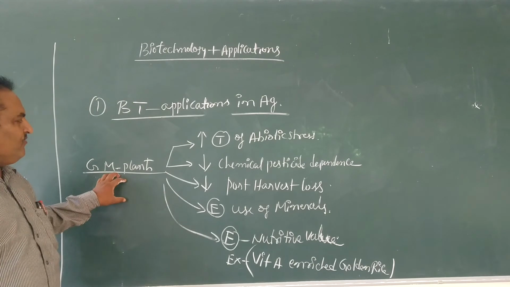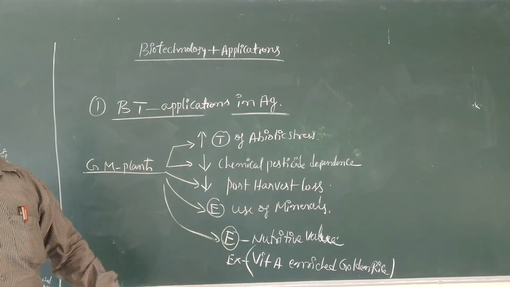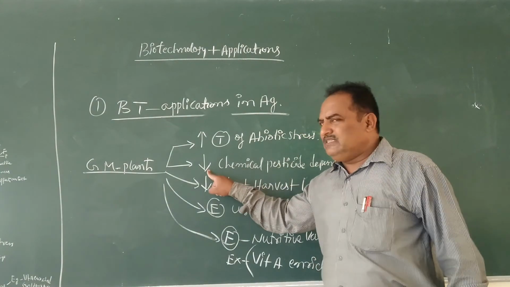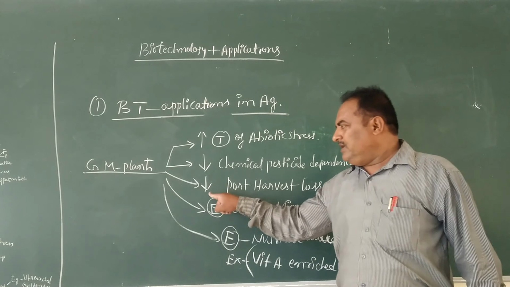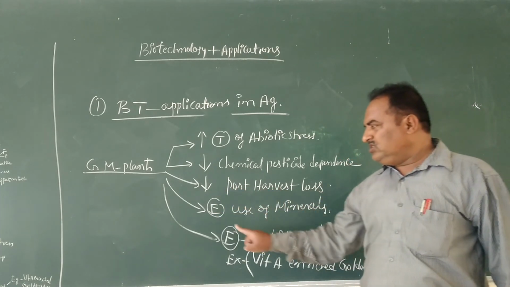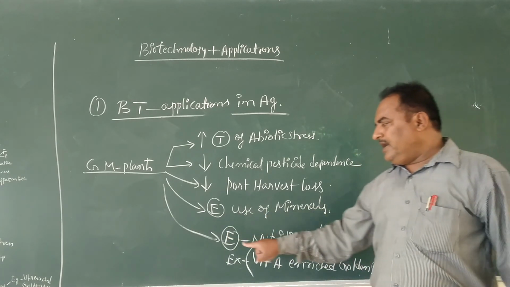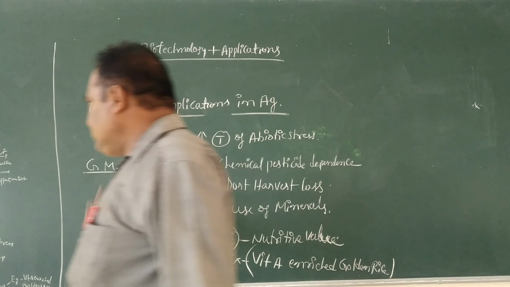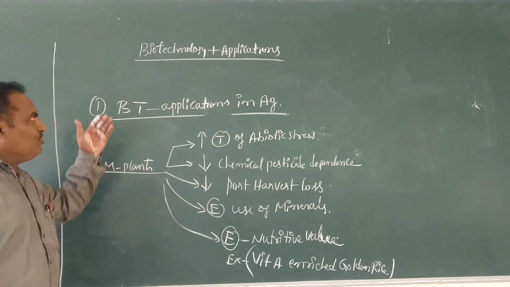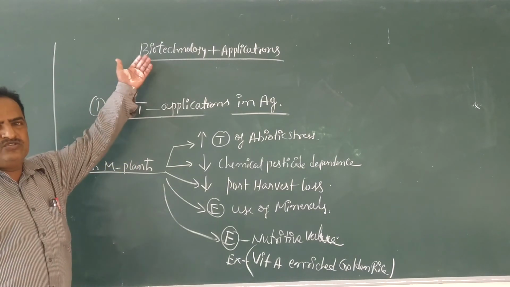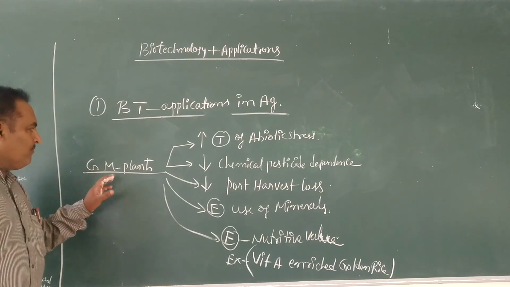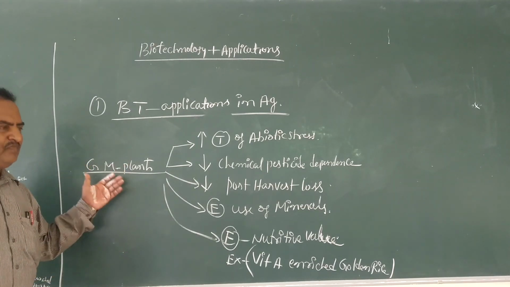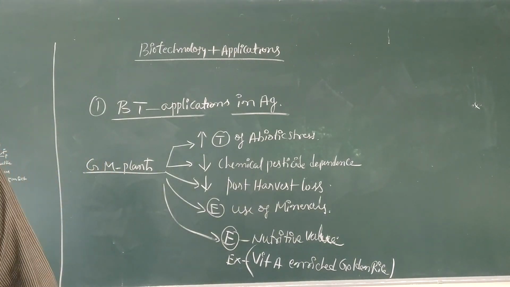These features of genetically modified crop plants are very important for your future examination: increased tolerance to abiotic stresses, decreased chemical pesticide dependence, reduced post harvest losses, effective use of minerals, enhanced nutritive value. Example, vitamin A enriched golden rice. These plants are raised through biotechnology, and their genome is altered by insertion of a foreign gene or foreign DNA.